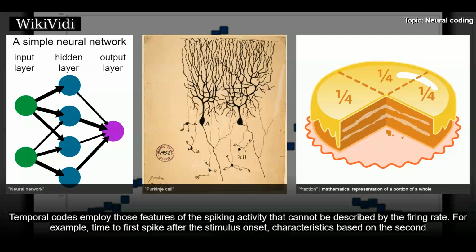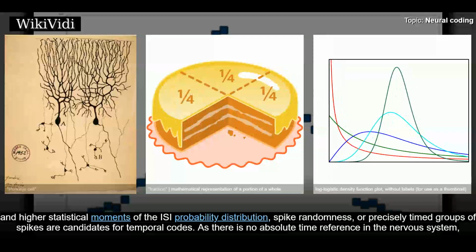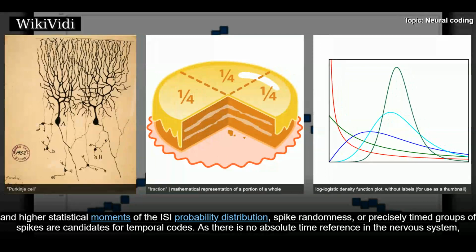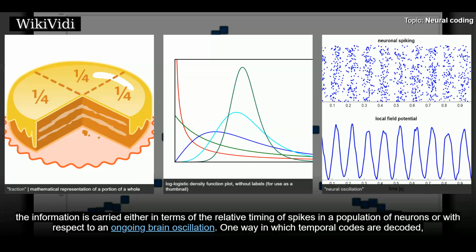Temporal codes employ those features of the spiking activity that cannot be described by the firing rate. For example, time to first spike after the stimulus onset, characteristics based on the second and higher statistical moments of the ISI probability distribution, spike randomness, or precisely timed groups of spikes are candidates for temporal codes, as there is no absolute time reference in the nervous system. The information is carried either in terms of the relative timing of spikes in a population of neurons or with respect to an ongoing brain oscillation.